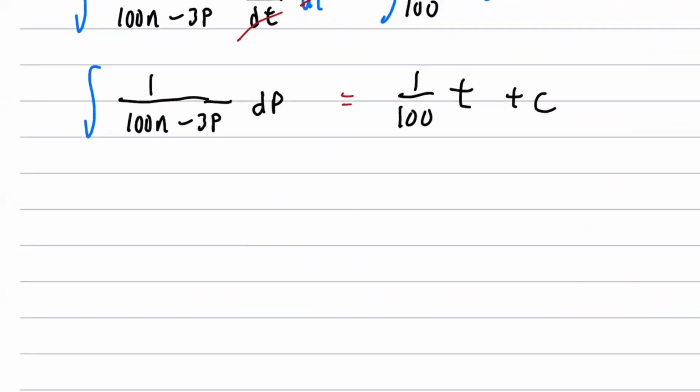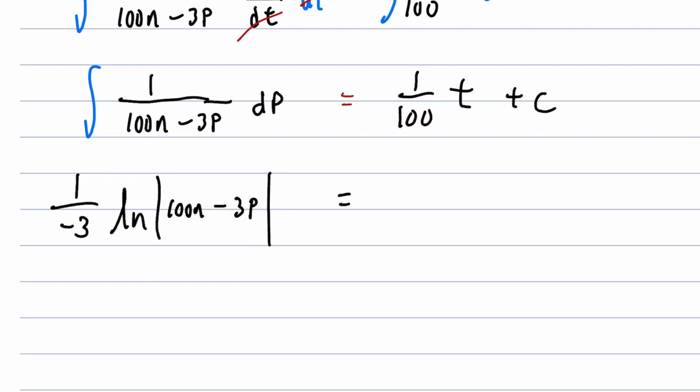So now how? So it is ln modulus 100n minus 3p inside. But yeah, the one in front. Read it out. 1 over -3. Very good. Yes. Can please remember this.